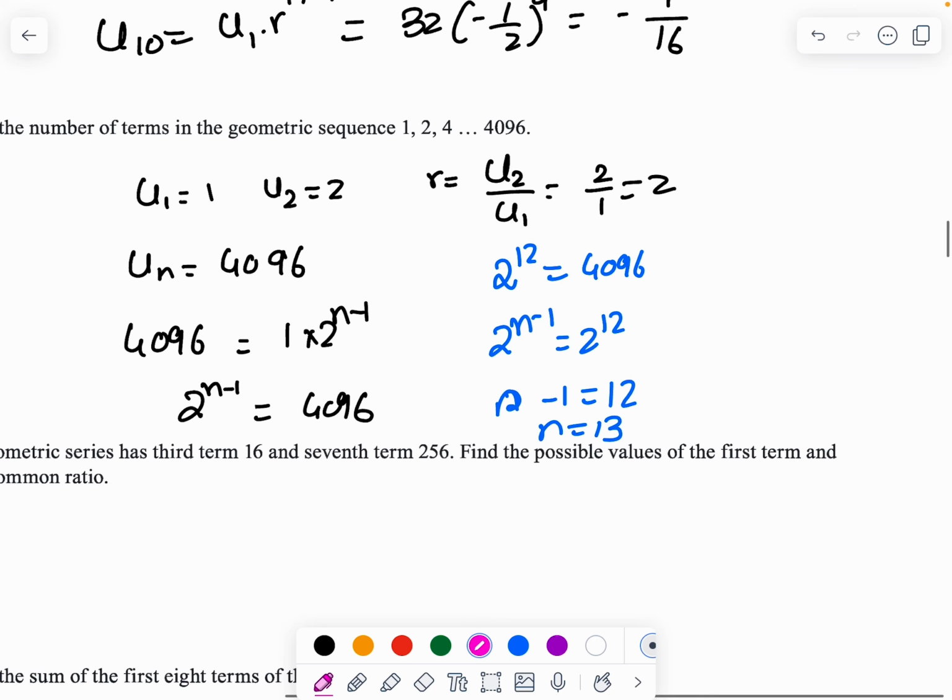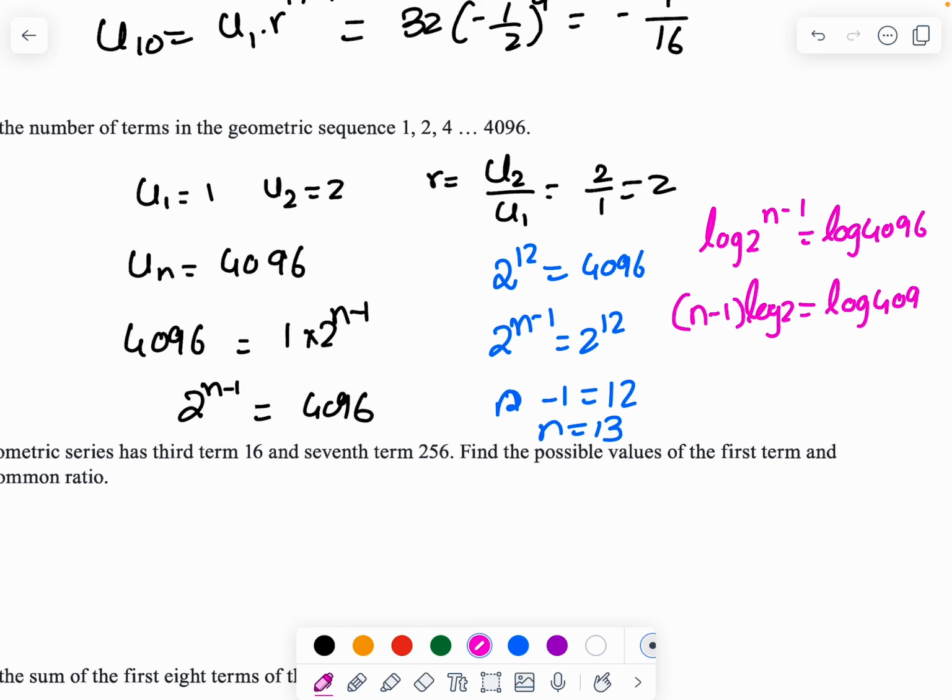Another method is applying log on both sides. Log of 2 power n minus 1 equals to log of 4096. So n minus 1 times log 2 equals to log of 4096. So n minus 1 equals to log of 4096 divided by log 2. n minus 1 equals to 12, n equals to 13. That is the other way.